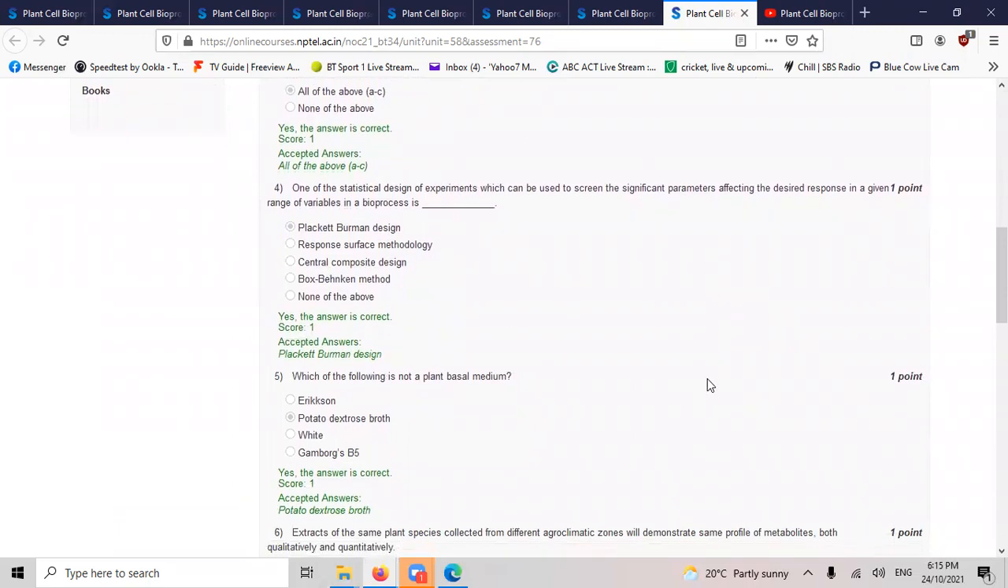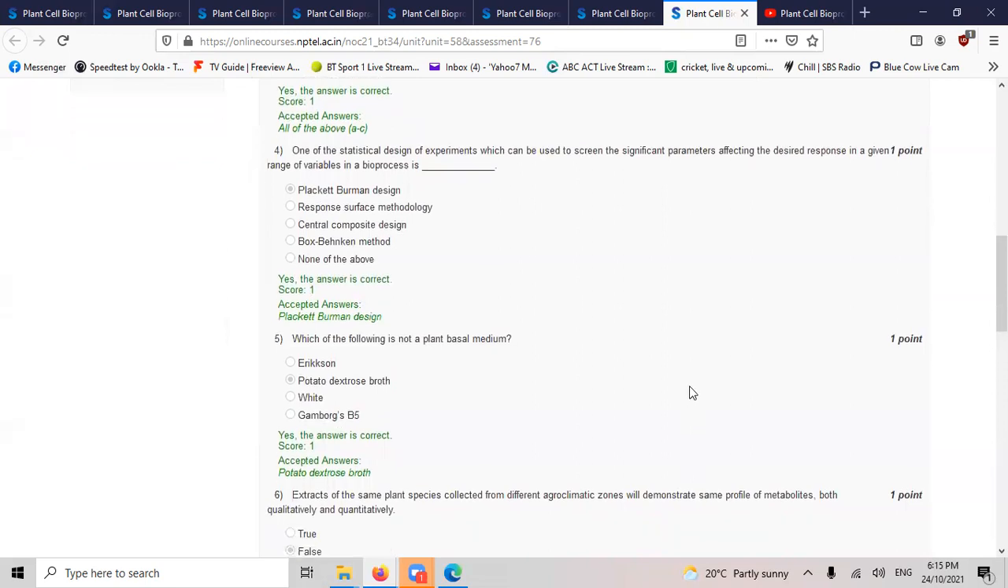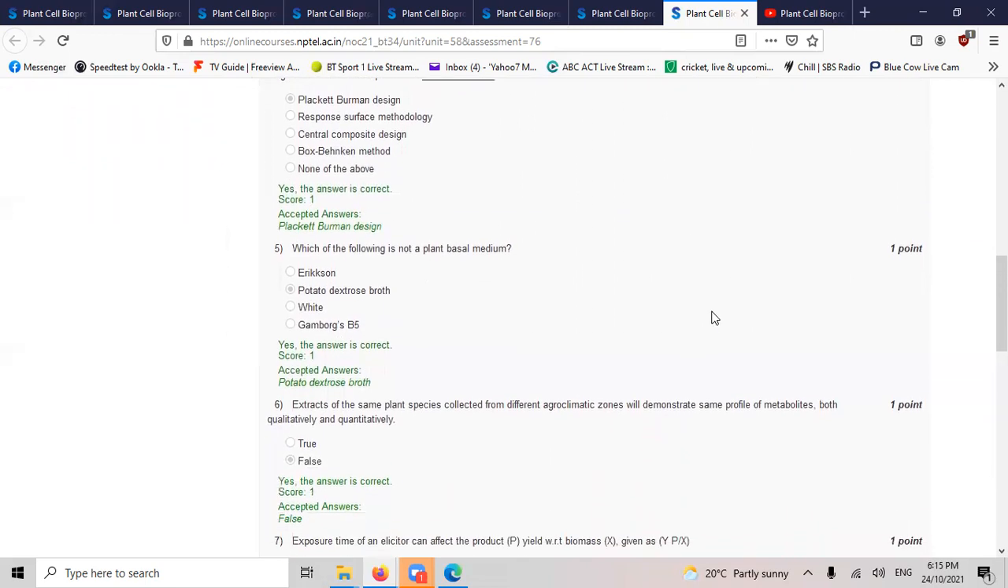Extracts of the same plant species collected from different agroclimates will demonstrate the same profile of metabolites. Will they? No. False. Exposure time of elicitor can affect the product yield, the biomass. Exposure time of an elicitor, can it affect? Definitely can.